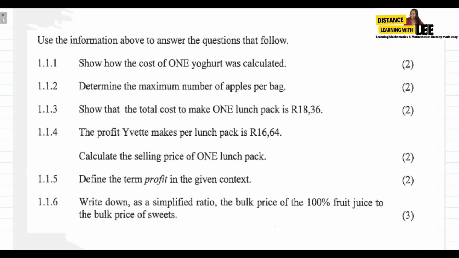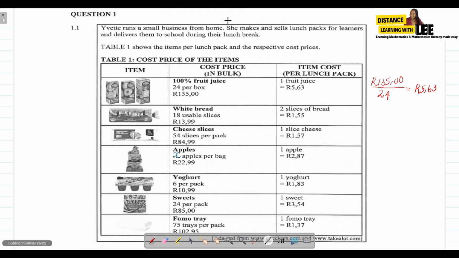Question 1.1.1. Show how the cost of one yogurt was calculated. So we want to show how they got to the price of one yogurt. Let's have a look here. We were told that a 6-pack of yogurt costs Yvette 10 rand and 99 cents, and we were given that one yogurt is equal to 1 rand and 83 cents. So we want to show how they got to that item cost of 1 rand and 83 cents.